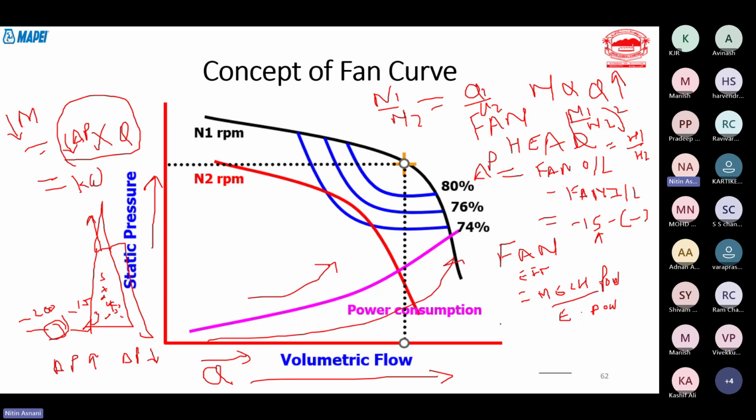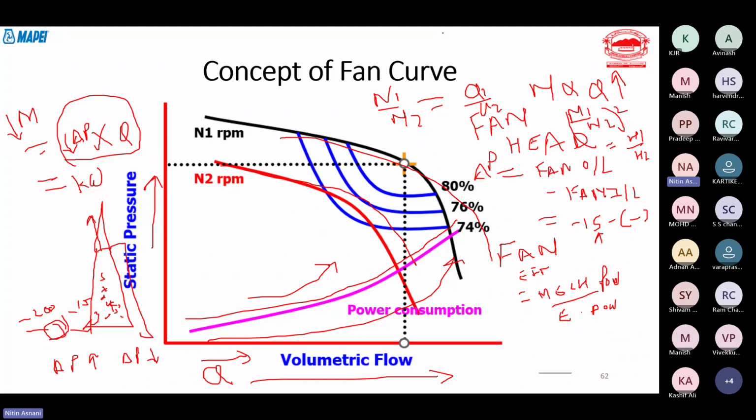Now, when you put the RPM and the power in the Excel sheet, you will be able to generate this power consumption curve. Similarly, when you put N1 by N2 and Q1 in Excel, it will generate the curve with respect to flow. And similarly, for static pressure with respect to flow, it mainly changes with the square of N1 by N2.